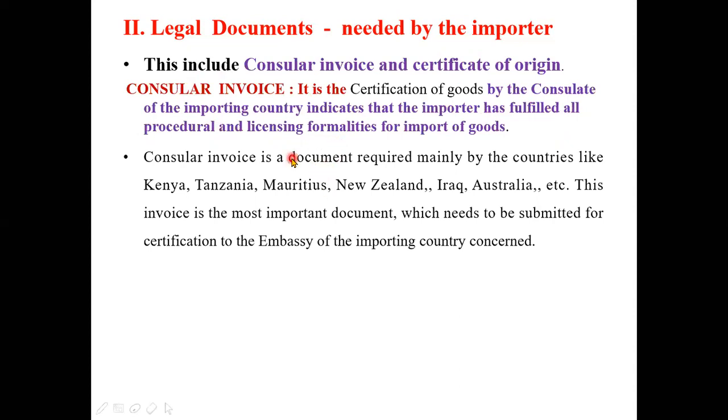Now, consular invoice, it is not like that. It is not necessary for each and every country. Consular invoice is required by certain countries, and the names of the countries are Kenya, Tanzania, Mauritius, New Zealand, Iraq, Australia, etc. They need consular invoice.